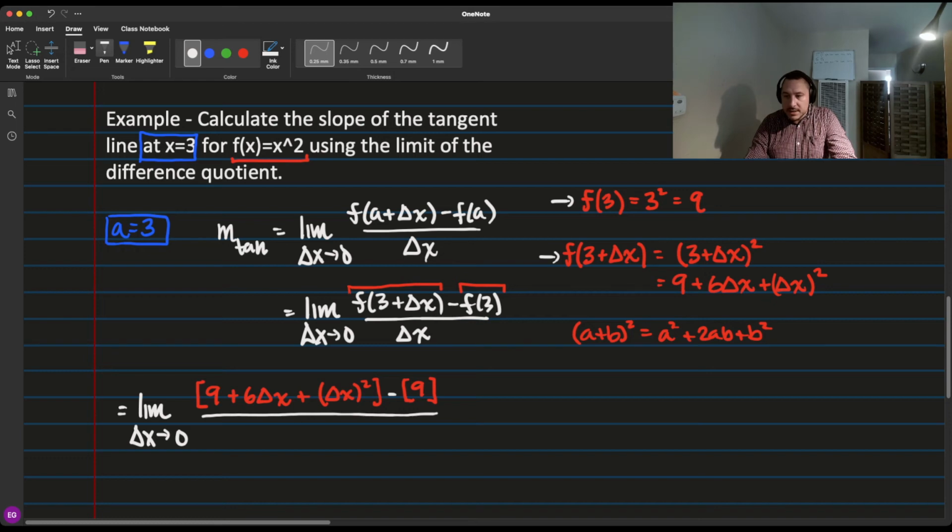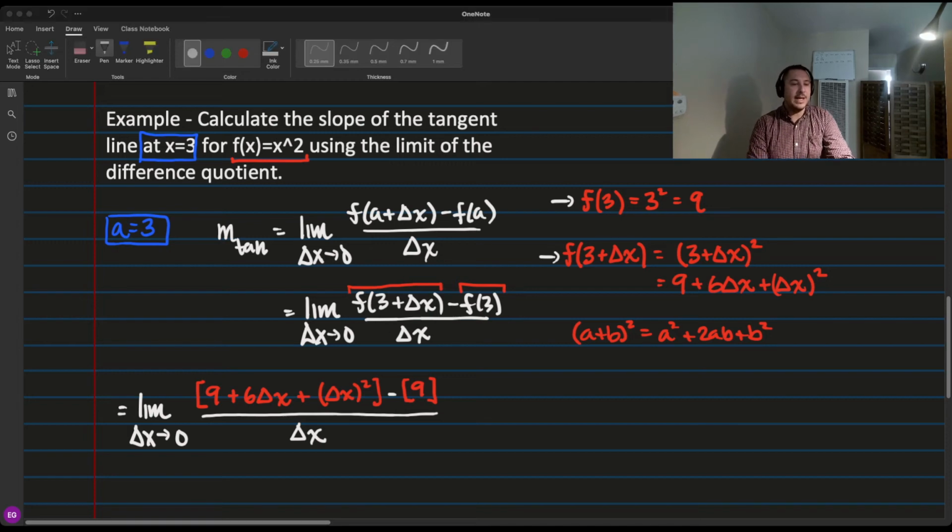And all this is over delta x. Okay, now looking at this, this is a limit that we're going to have to compute. Why is this not looking good for us right now in terms of computing this limit? What is our problem? Forget about the fact that we're going to have to cancel and simplify stuff. Looking at this right now, what is our issue?